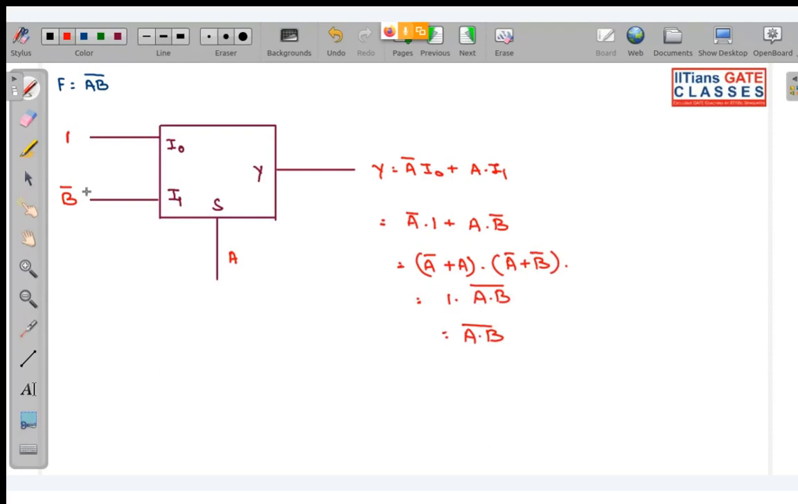So here also you can say that 2 cross 1 mux is required for constructing this NAND operation.